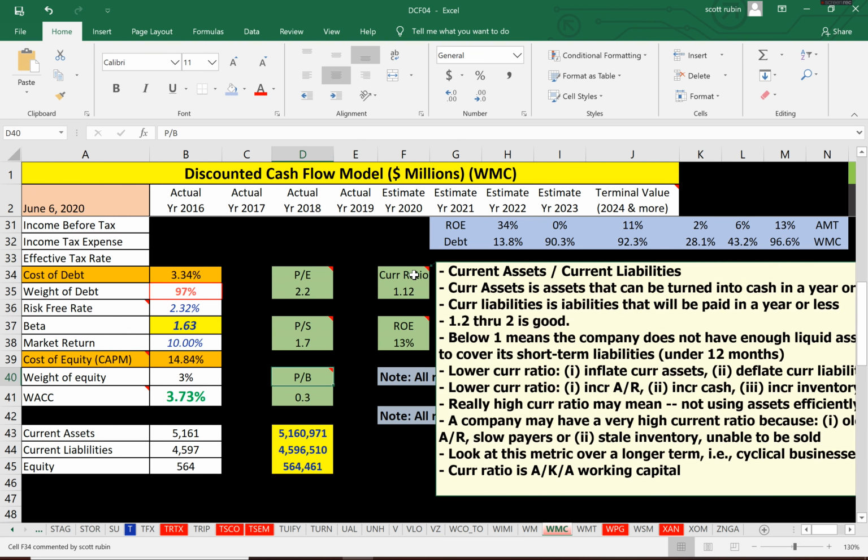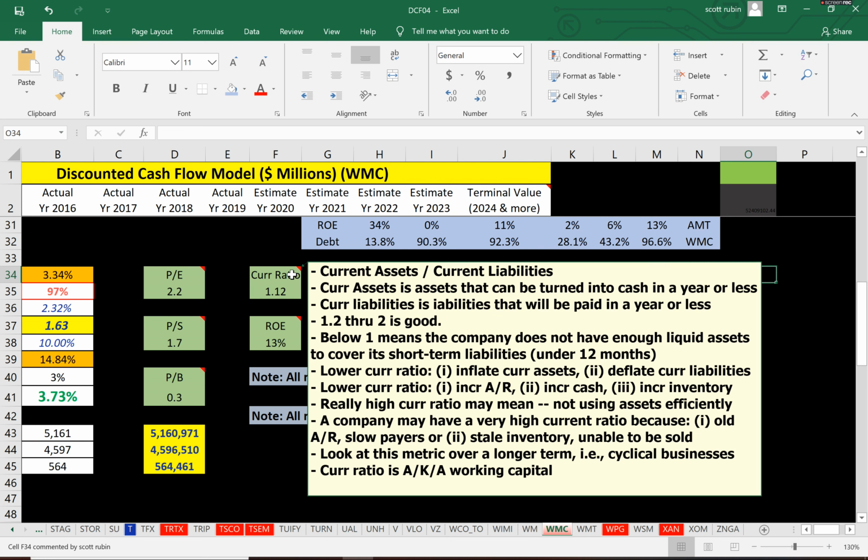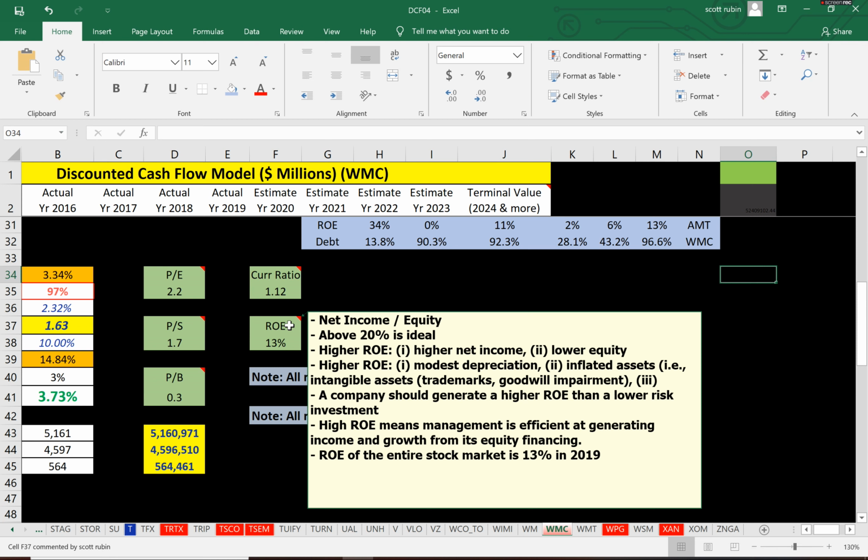The current ratio, they have a really good current ratio, 1.12. That's current assets over current liabilities. That's how companies pay their current operations, all the bills that are due within 12 months, the day-to-day process. So that looks pretty good. The ROE is 13%. I like to see above 20. That's your net income over equity. And this can also be altered a lot based on the type of assets you have.